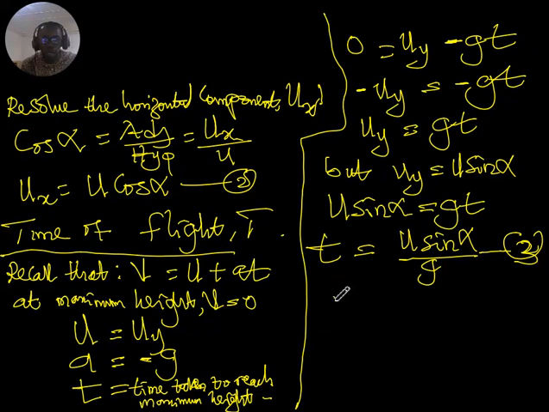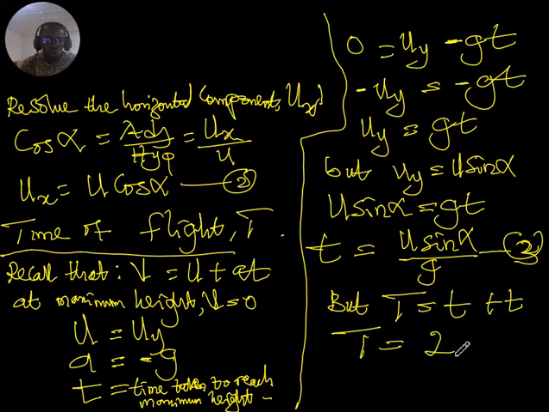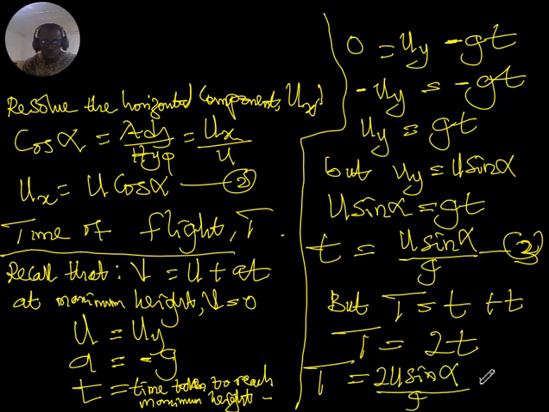Now time of flight, which is capital T, is the time taken to reach maximum height plus the time taken for the body to return back to the same level at which it was projected. So T now becomes twice small t. Therefore, big T, which is time of flight, will be 2 multiplied by what we have in equation 3, which will give us 2u sine alpha over g. Call that equation 4. So this equation 4 gives us the expression for the time of flight of a projected body.